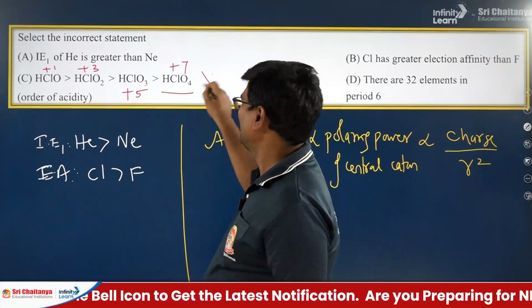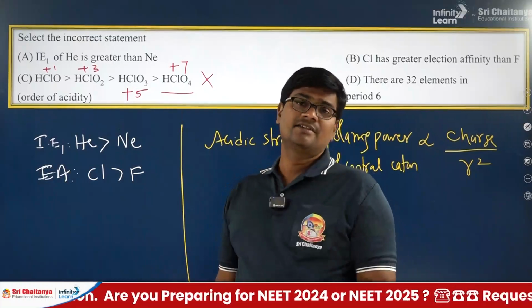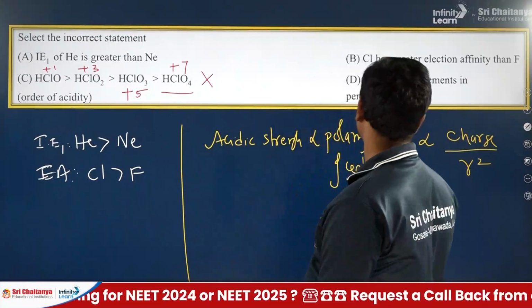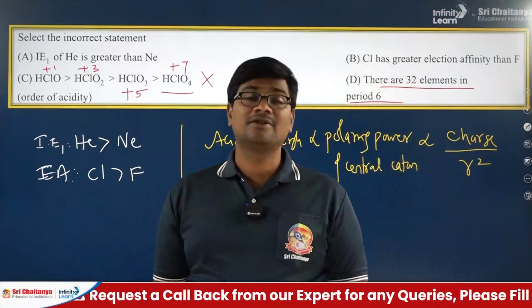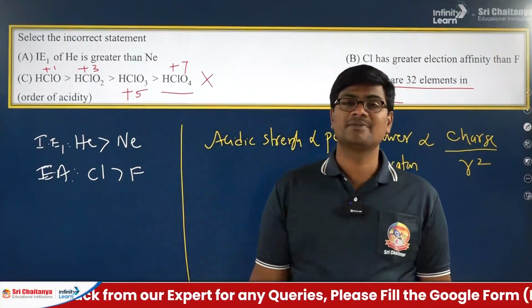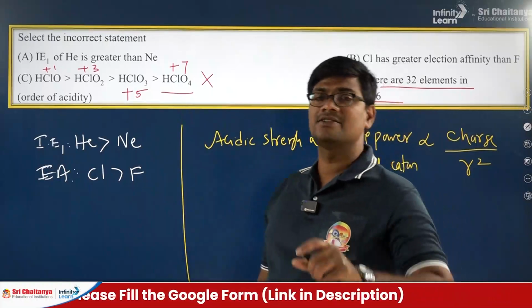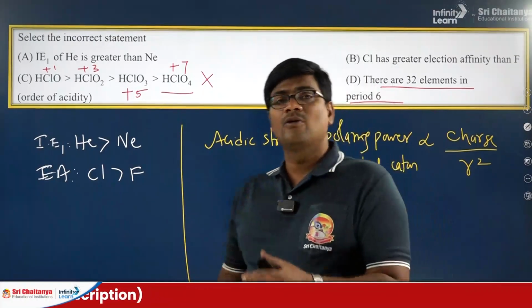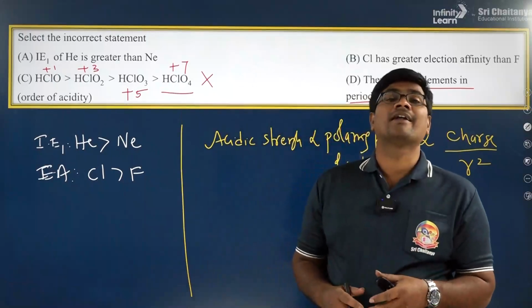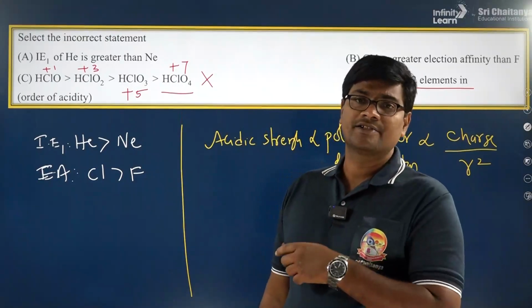Therefore, what is the incorrect option? Option C. Let's see option D also once, what they have mentioned. There are 32 elements in period number 6. Obviously, 32 elements are there in period number 6 in the periodic table. So option C is incorrect. Here the acidic strength order is HClO4 greater than HClO3 greater than HClO2 greater than HOCl. They have given the opposite trend. Let's go for the next question.